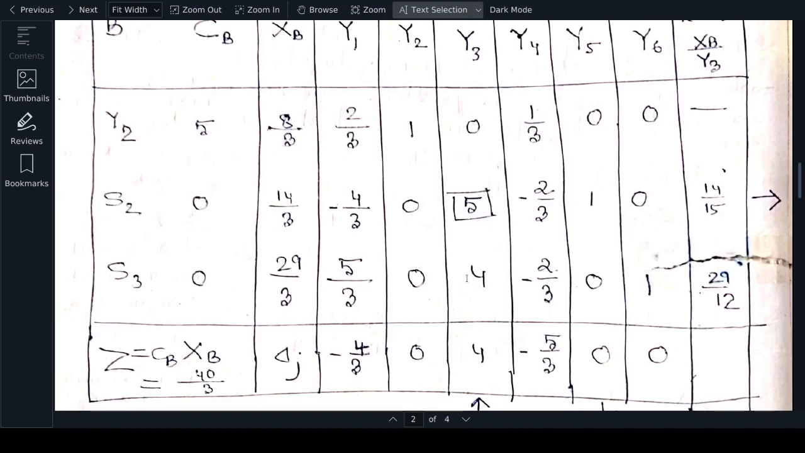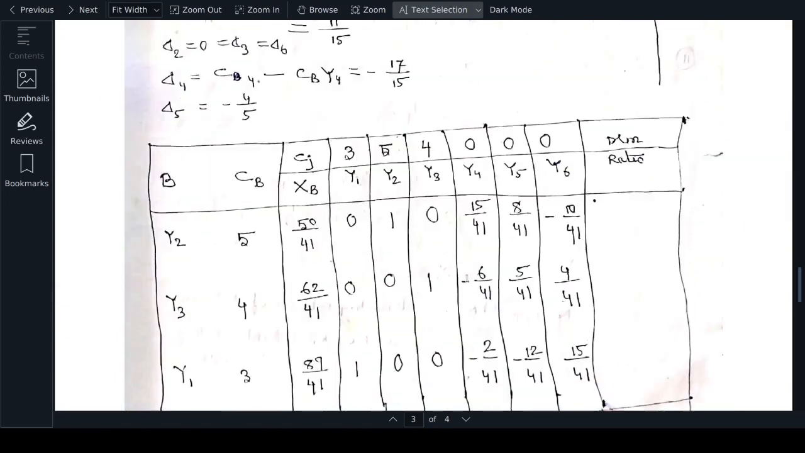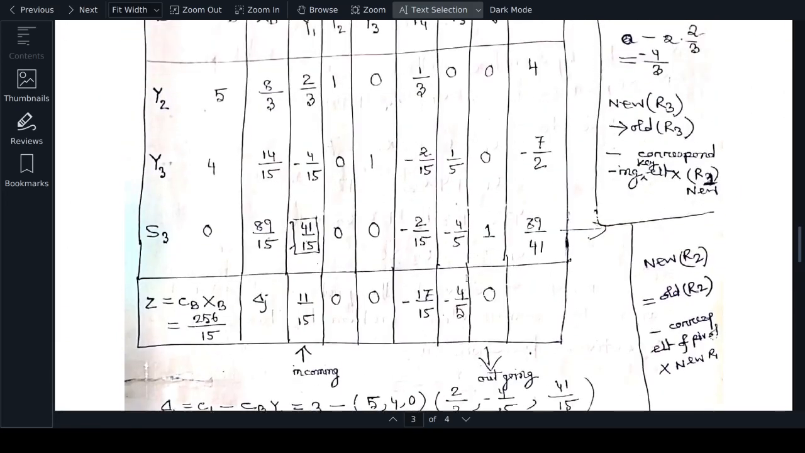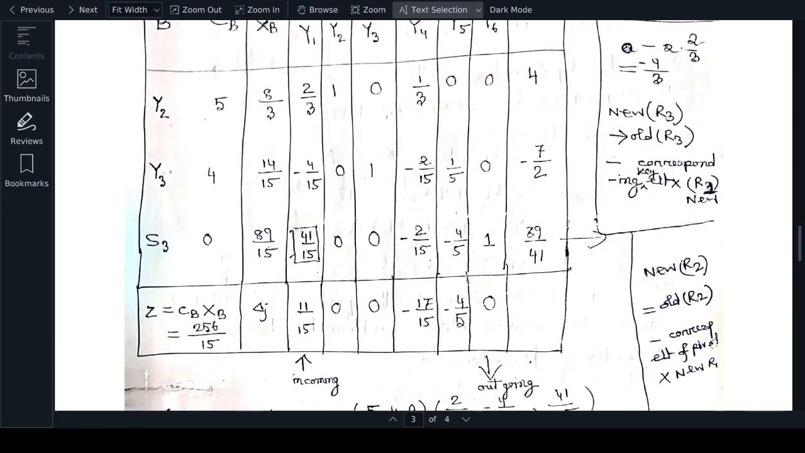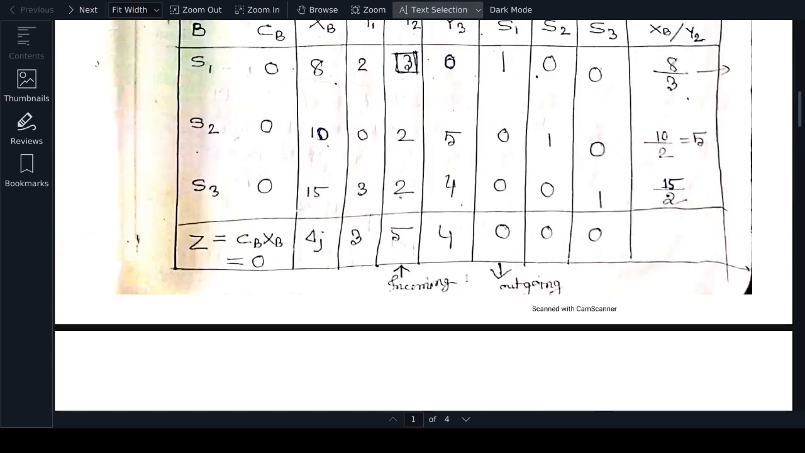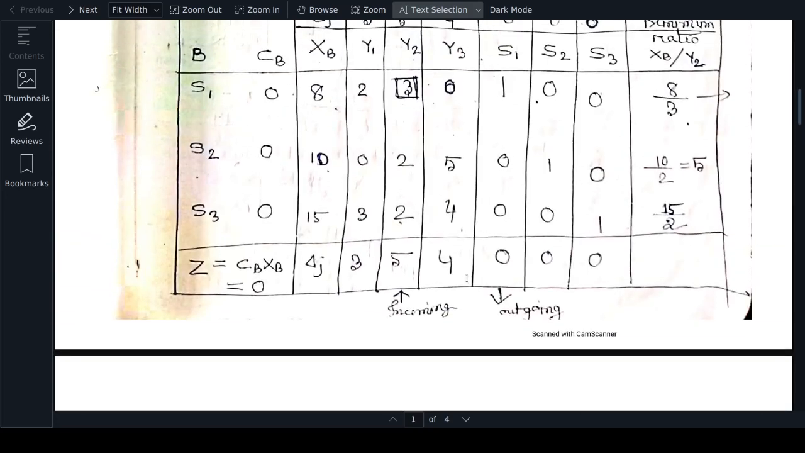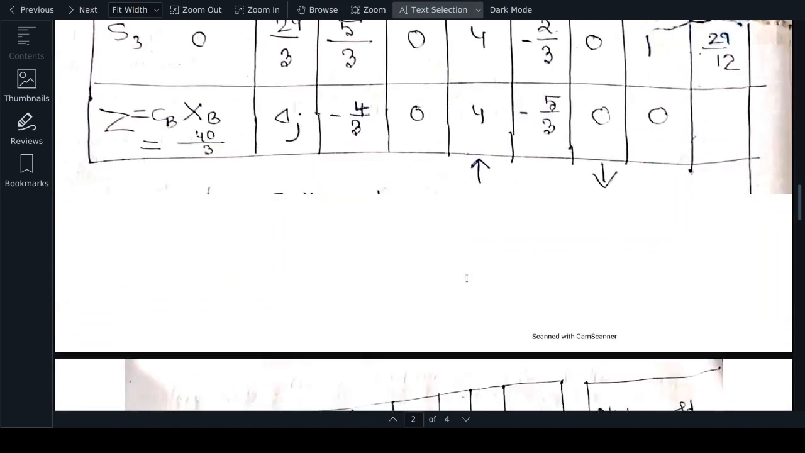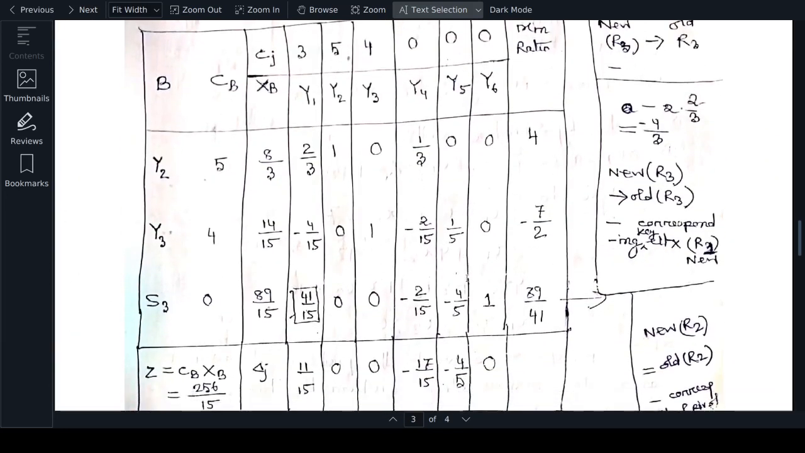14 by 3. Good, because the minimum ratio row is fixed. You compare with the 29 by 3. It's just that the upper element is 14 by 3. So you will take this element, and the corresponding incoming vector element is 4. So 29 by 3 minus 4 is 3, divided by pivot element 5.